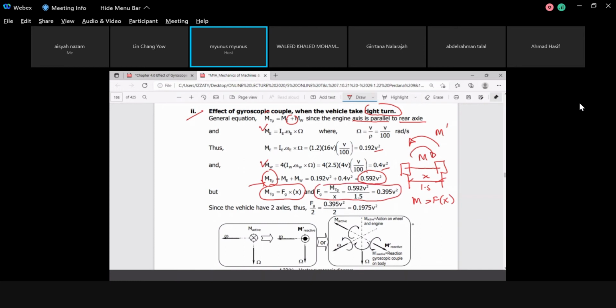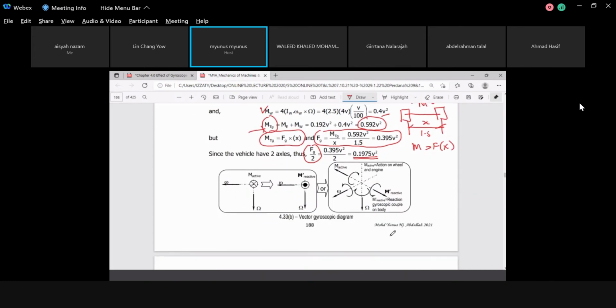But remember, this one is the rear wheel. We have another one, the front wheel. So that is why we divide it by 2, and you have this value. Only then do you want to ensure where this FG will be acting on the wheel. So you are going to construct the gyroscopic vector diagram.